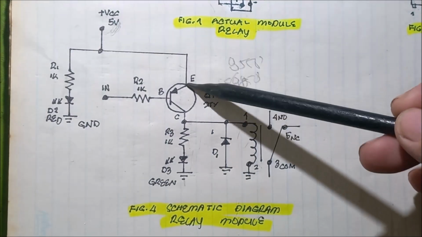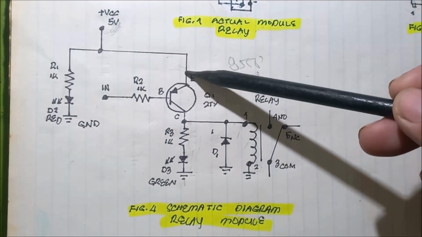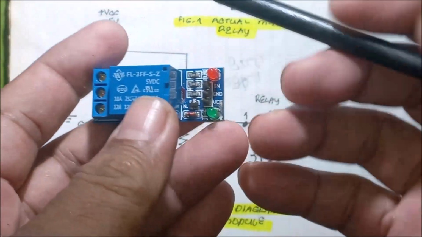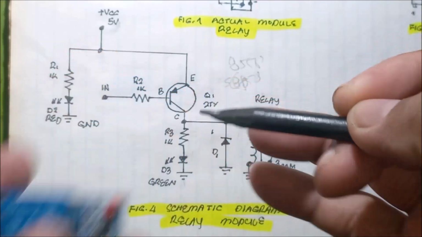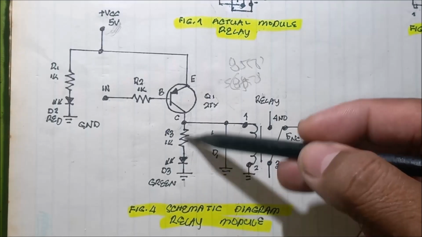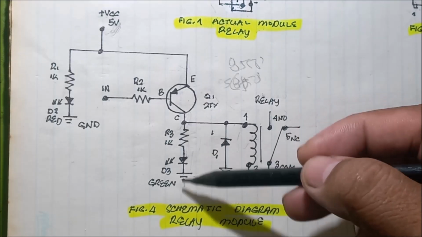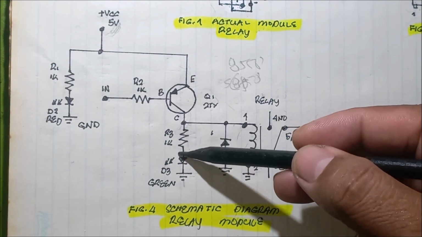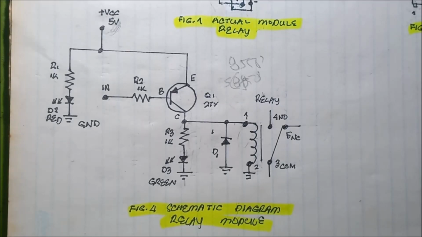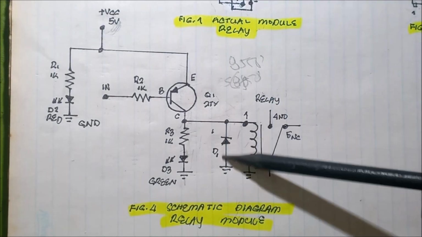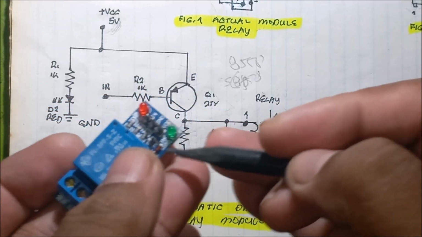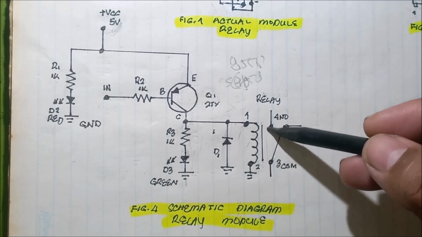The emitter of the transistor is connected to the 5 volts. Then the base to the 1K to the input. So the input here, IN, is connected to the resistor. And then to the collector, we have this output, connected to 1K and then the D3, the green LED. And to the collector connected is the diode, a fast switching diode 1N4148. Connected is the relay.